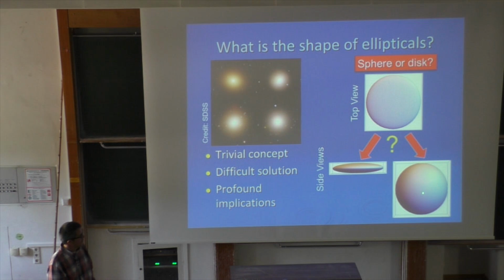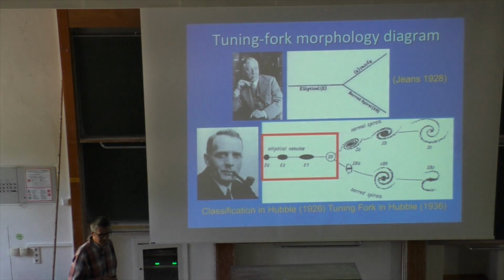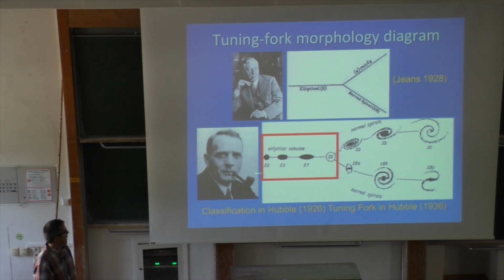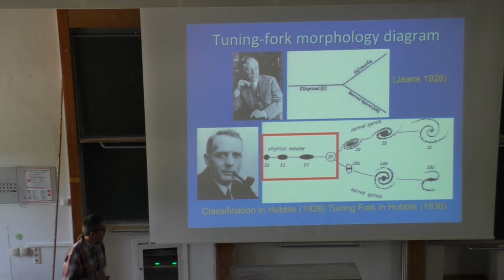So in this situation you need to have the formation of a disk. Now, this trivial concept, of course, was very clear to Edwin Hubble. He introduced this famous tuning fork galaxy classification diagram. Many of you will know this, but for those who don't, here we have the elliptical nebulae, as they were called at that time, the galaxies we would say today, and here we have spiral galaxies, unbarred and barred galaxies.